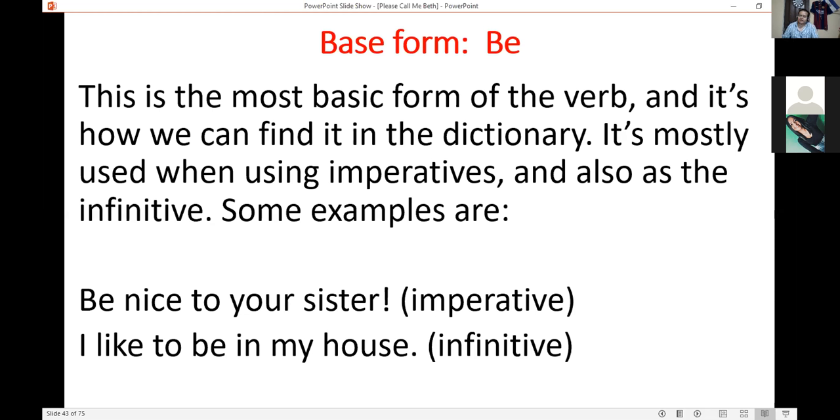And the infinitive is just a regular sentence. Los infinitivos son oraciones normales. For example, I like to be in my house. Me gusta estar en la casa. Una oración normal, okay? Questions? Preguntas? No, teacher. Good, moving on.